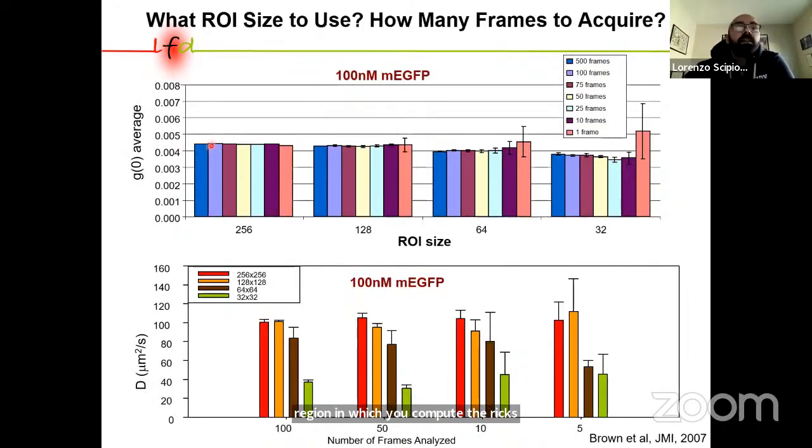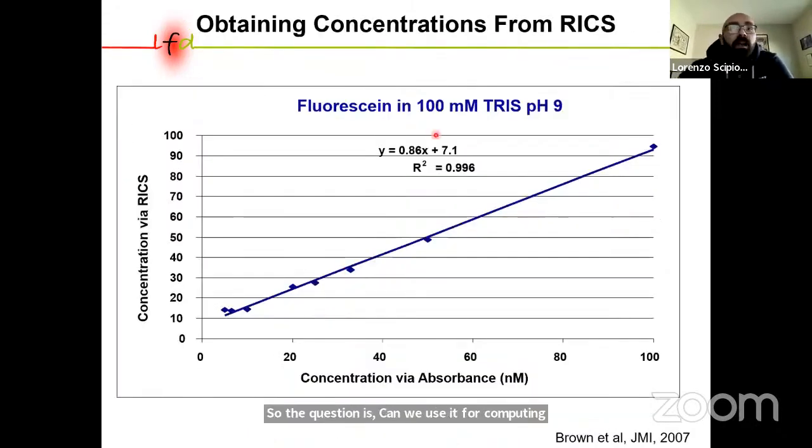As you see here, the G0 value is very stable, right? So the question is, can we use it for computing some kind of concentration? Of course you can. And as you can see here, the concentration obtained via RICS scales linearly with the concentration that you obtain from absorbance. And you can go to units of nanomolar easily, right?